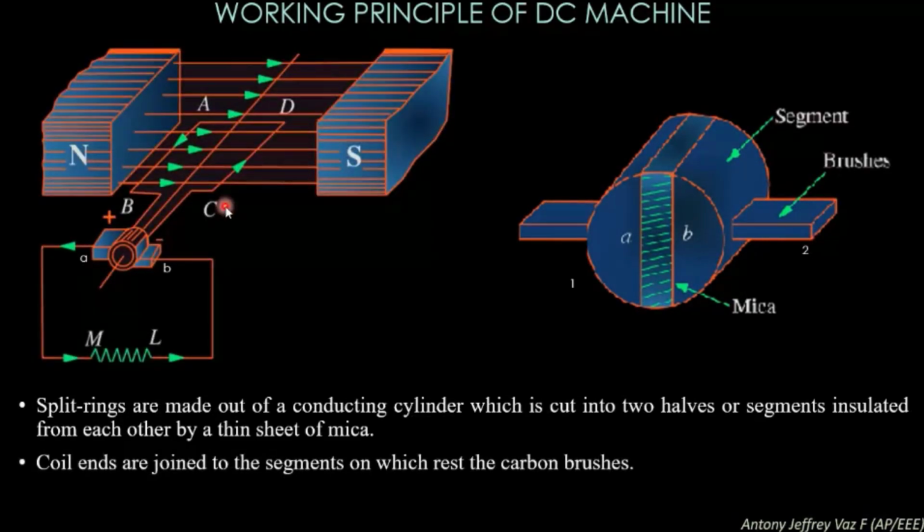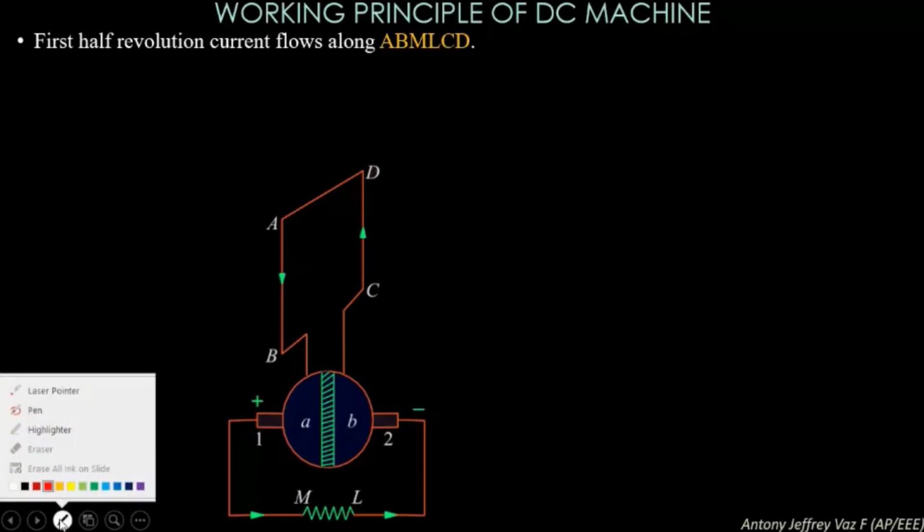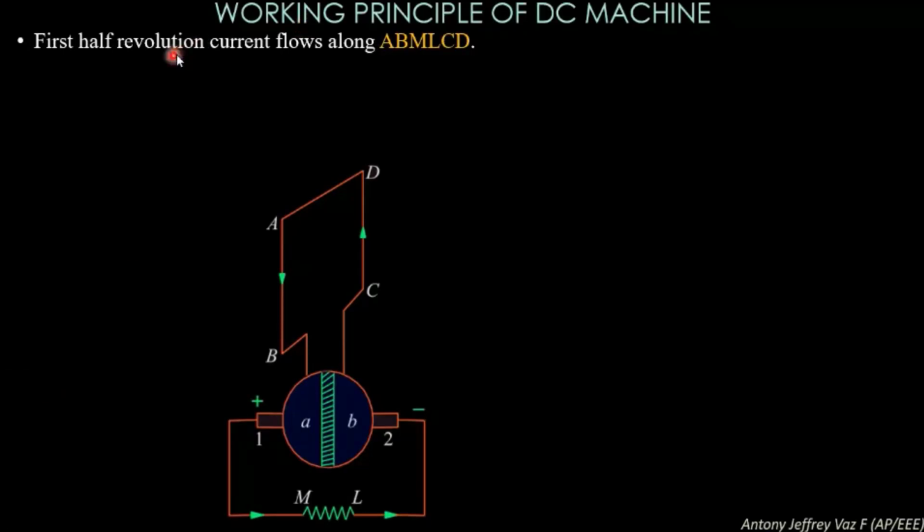This is the complete diagram of a DC machine or a DC generator. You can see the slip ring is being converted into split ring over here. Here you can see the segments AB and the external resistance ML and the coils as well. For the first half revolution, current flows from AB, ML, CD. Here you can check the current starts flowing from AB and through ML and through CD back.